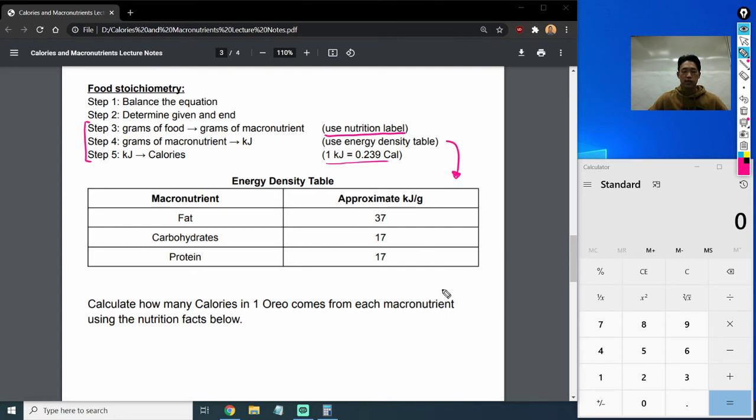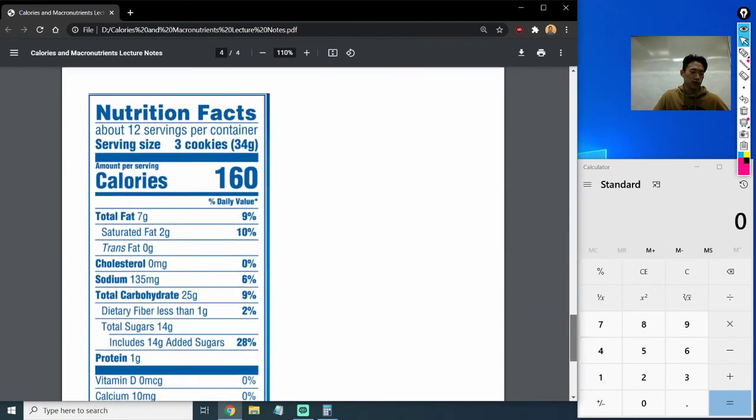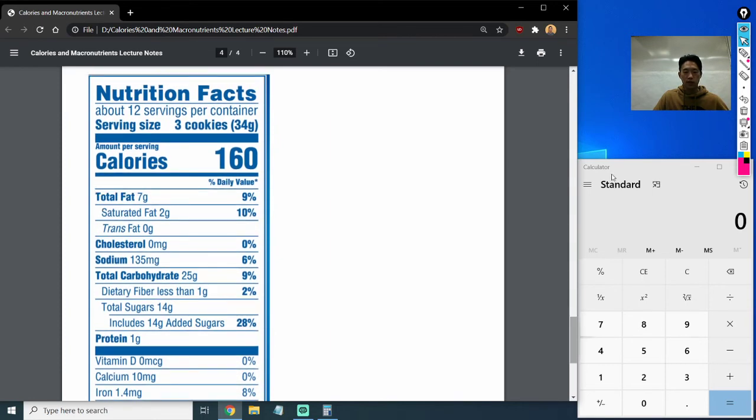Okay, so let's do an example problem, and you're going to see a couple example problems like this on your assignment today. So what we're going to do is we're going to calculate how many calories in one Oreo comes from each macronutrient using the nutrition facts below. Okay, so what we're going to do is we're going to go down and take a look at the nutrition facts for Oreos. I love Oreos, and that's why I chose this. I probably eat more than I should, but we're going to look at Oreos.